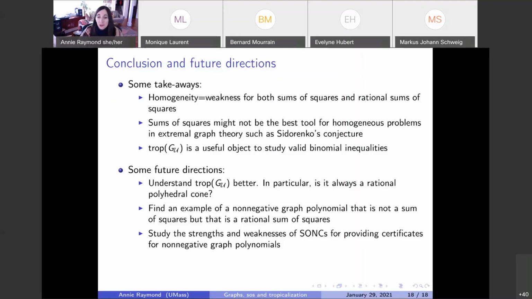So for example, there are these sums of non-negative circuits. And so maybe they can offer strength whenever sums of squares are weak for these types of extremal graph theoretical problems. And so I'll stop here.